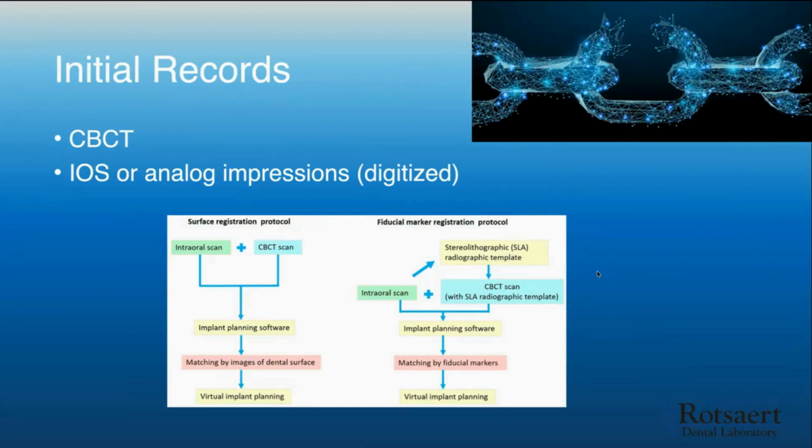But what we require to be able to create a surgical guide is the surface scans of the teeth. So either an intraoral scan, which is the most common way we see it today, or we need an impression, or master casts or diagnostic casts of the patient, and we will digitize them. And then what we do is align them together.